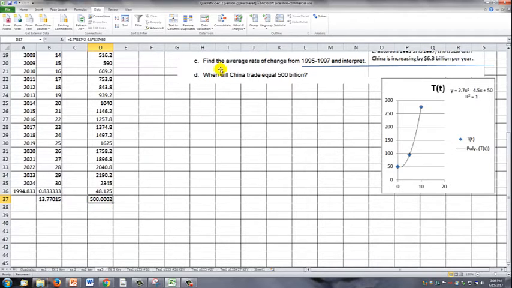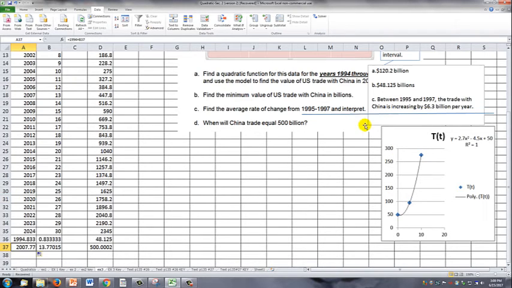Now we need to know when, what year. So if we drag this down, we've already figured out that if we add 1994 plus this, we can get the real year. So the real year is in 2007. China trade will equal 500 billion.